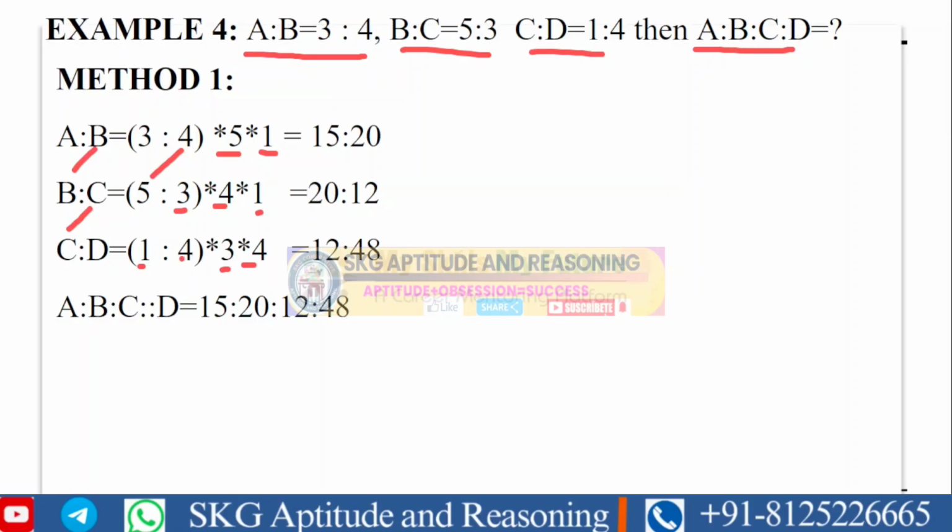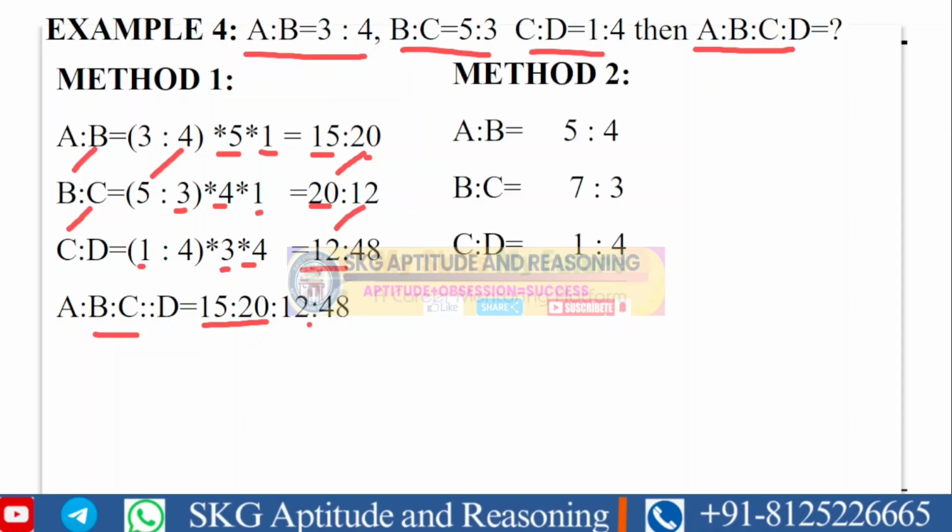If I am multiplying all the values, what will it become? The new ratios are 15 is to 20, 20 is to 12 and 12 is to 40. So here the d value is the same and here the c value is the same. We get the value of a is to b is to c is to d as 15 is to 20 is to 12 is to 40. And let's see some other method, method 2.